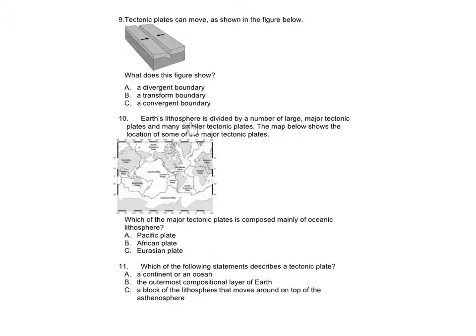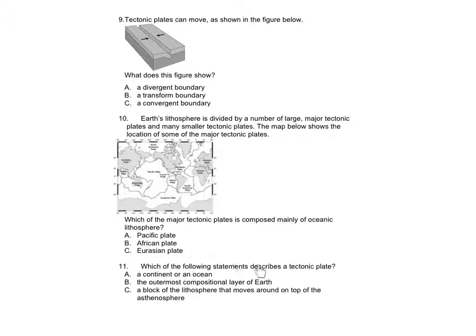Number 10. Earth's lithosphere is divided into a number of large major tectonic plates and many smaller tectonic plates. The map below shows the location of some of the major tectonic plates. Which of the major tectonic plates is composed mainly of oceanic lithosphere? A. Pacific plate. B. African plate. C. Eurasian plate.